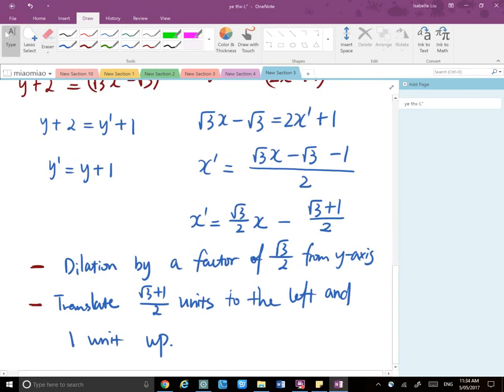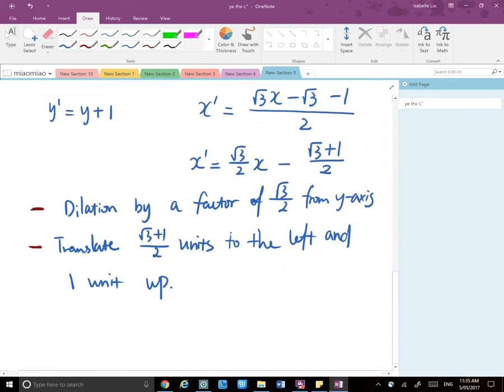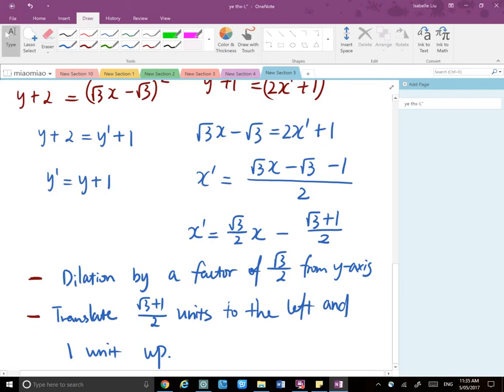It's quite important that you know both ways, especially for quadratics. You need to know the dilation factor from the x side and the dilation factor from the y side. It's quite important from both sides. And you can see the dilation factor changes and the translation units also change.